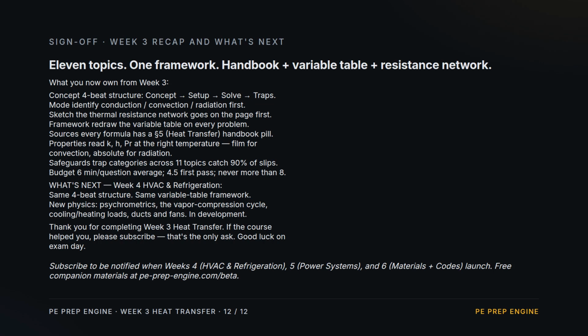Next, Week 4, HVAC and refrigeration. Same structure and framework. New physics: psychrometrics, the vapor compression cycle, cooling and heating loads, ducts and fans.